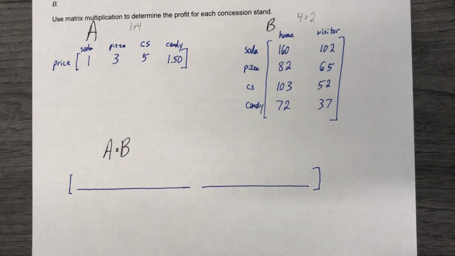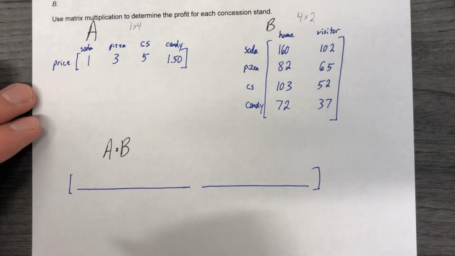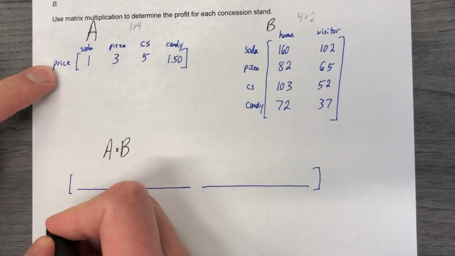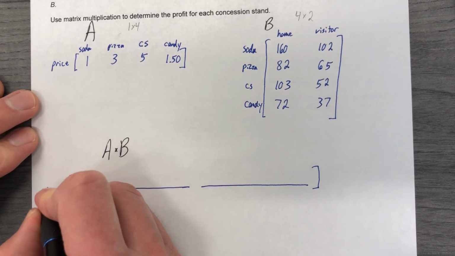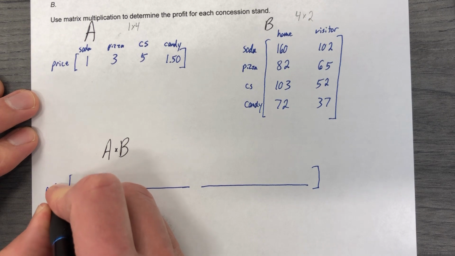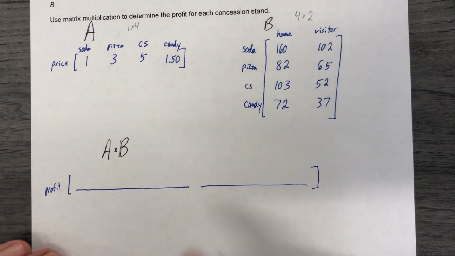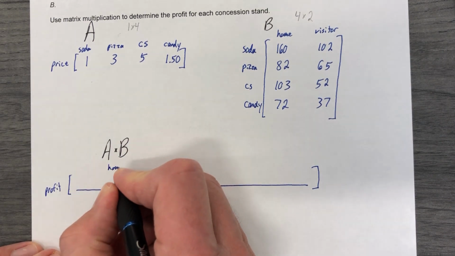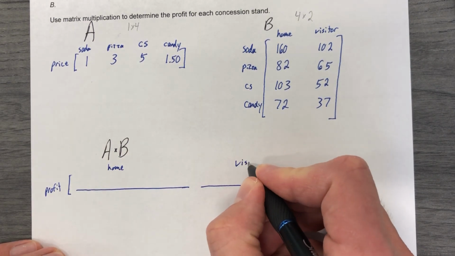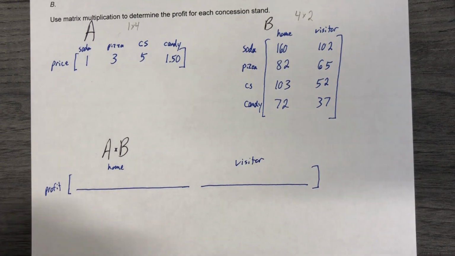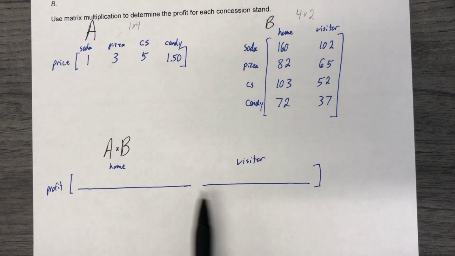So this is A times B, and again, I would call it price because it is the price, but it's money at this point. So we are turning a profit. So it's dollar amounts. That's basically the same kind of representation. And this is going to be home, and this is going to be visitor. And I'm about to switch colors one more time and write some numbers in here. And here's how it goes.